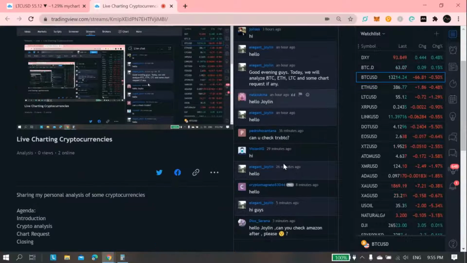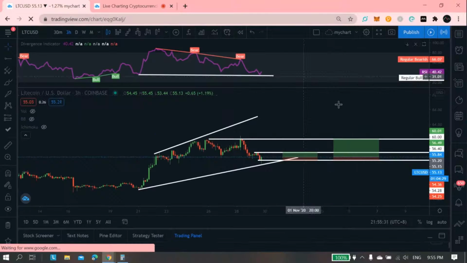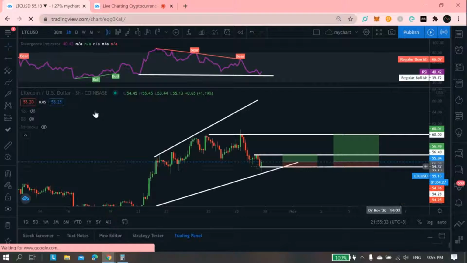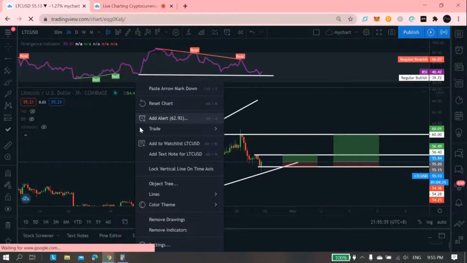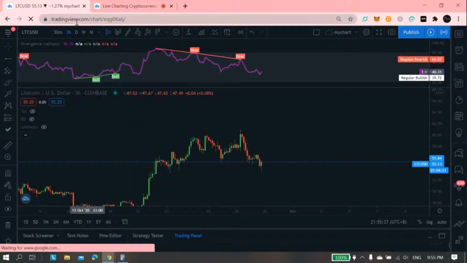So anyway, let's move on to the next. Oh, I think this is just the 3-hour time frame. Anyway, let's look at the daily or the higher time frame.